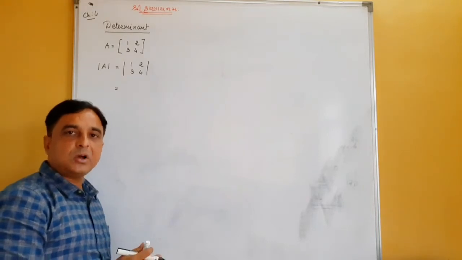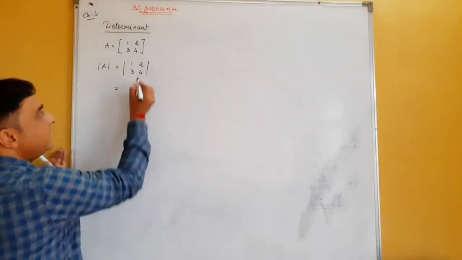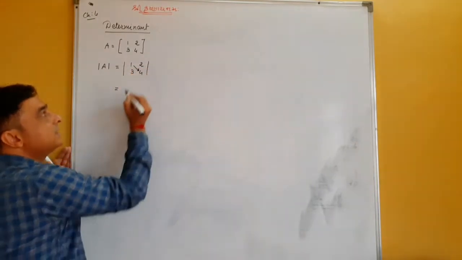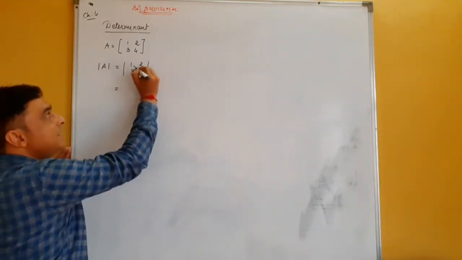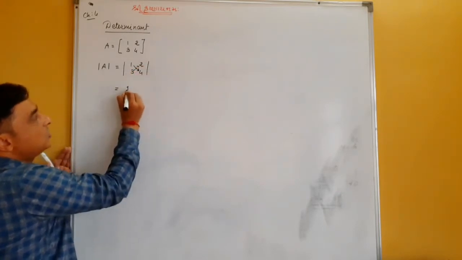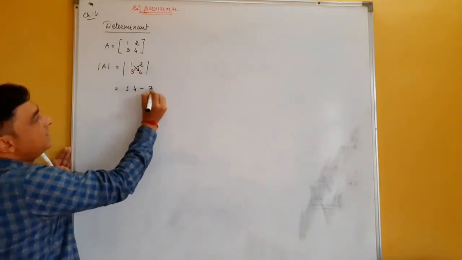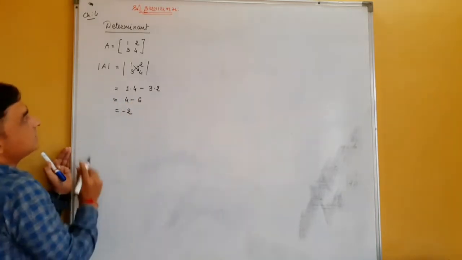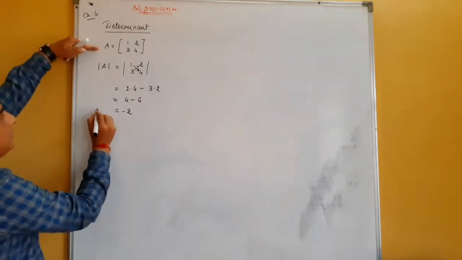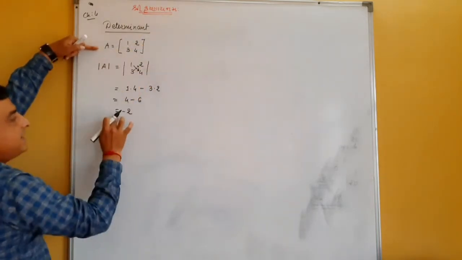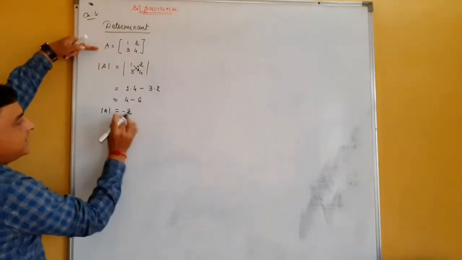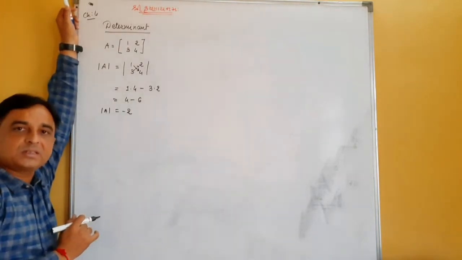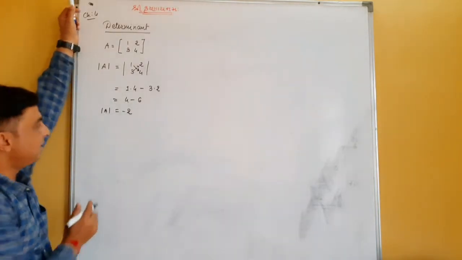The simplification of a determinant is like that: product of this diagonal minus product of this diagonal. So 1 into 4 minus 3 into 2, that is 4 minus 6, which is minus 2. The determinant of matrix A is minus 2. It is called a 2 by 2 determinant.